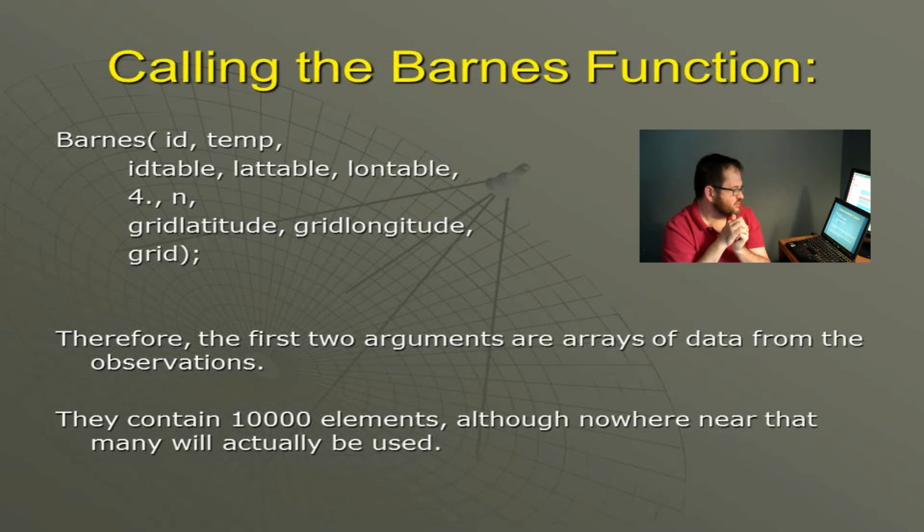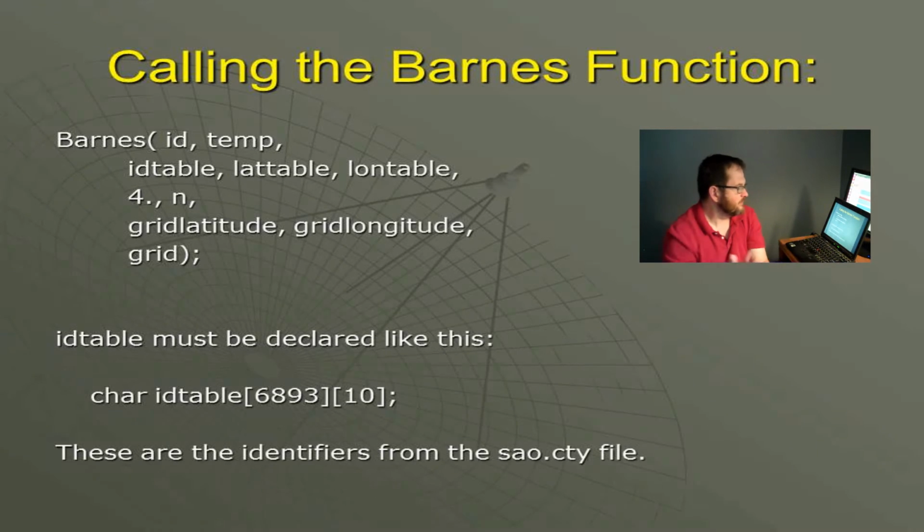Okay. So the first two arguments to this Barnes function are things that come from the observations. The list of stations that reported this hour and the data that you want to perform a Barnes objective analysis on from the observations this hour. Those arrays have to contain 10,000 elements. Doesn't mean you necessarily have used them all, but because of the way C handles memory, you had to tell it in advance it won't be bigger than this. And so there will be 10,000 elements in those arrays.